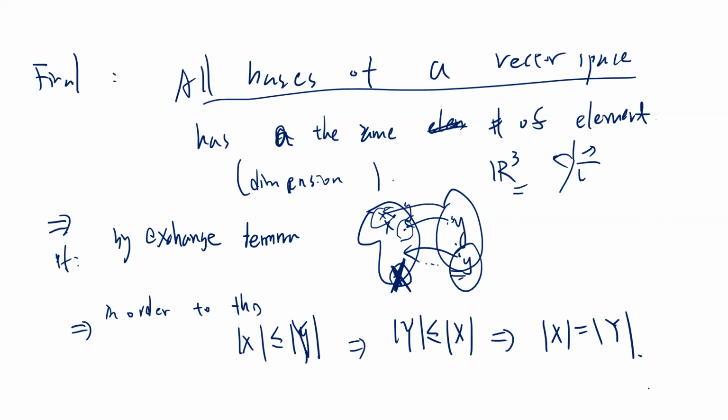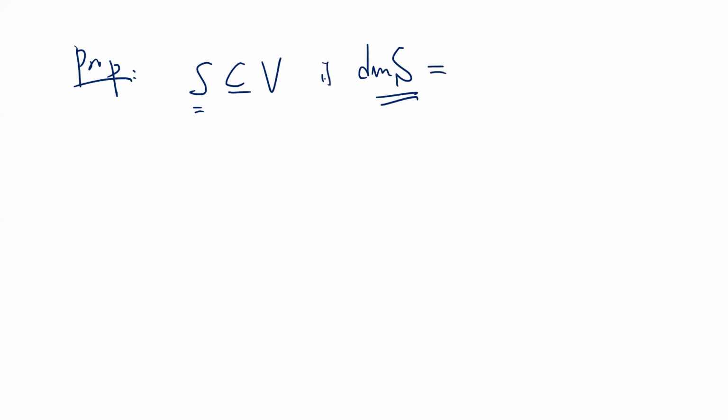Okay, so I think these are all the important results that we need to use. So the final proposition is that if S is a subspace of V, and the dimension of S, meaning you pick a basis of S and ask how many elements it has, if the dimension of S equals the dimension of V, then S must be V. And this proof is trivial by the exchange lemma.